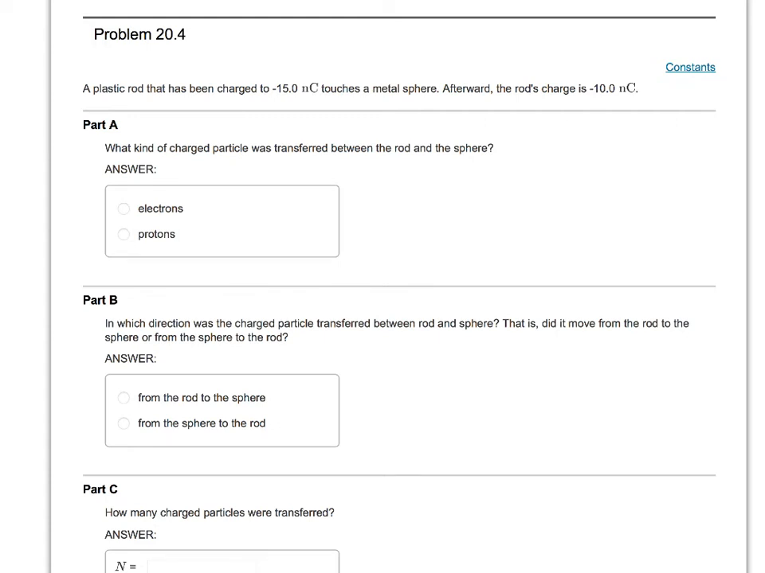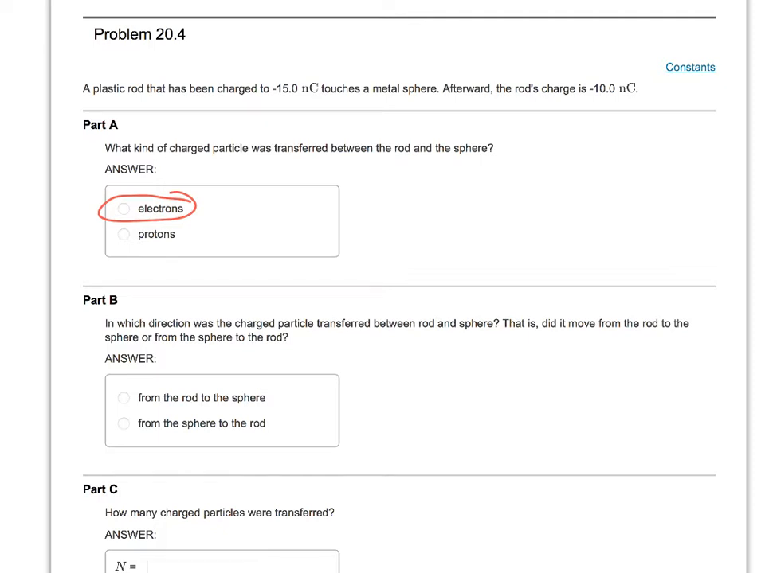So we'll start out mastering physics with this first problem here. We have a plastic rod that's been charged to negative 15 nanocoulombs, touches a metal sphere, and afterwards the rod's charge is negative 10 nanocoulombs. We first want to know what kind of particles were transferred, and that has to be electrons, because electrons are the only thing that can move between two objects. The protons don't move. Next question, which direction was the charged particle transferred between the rod and the sphere?